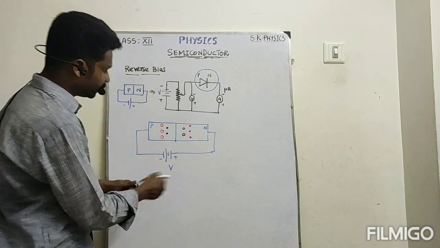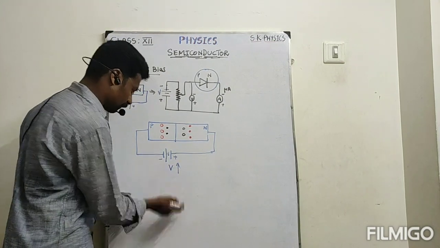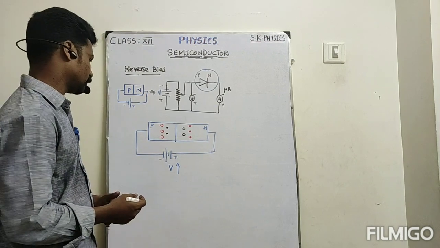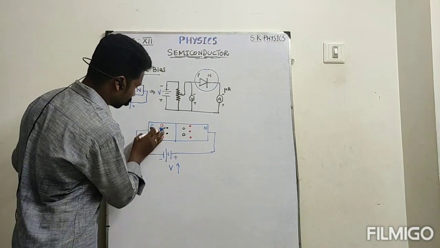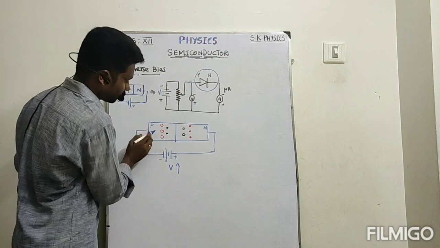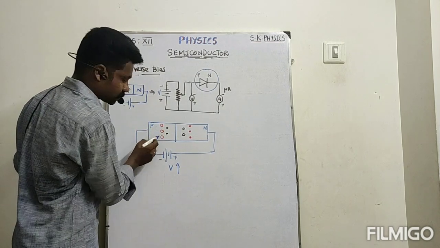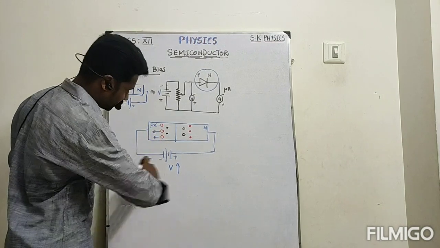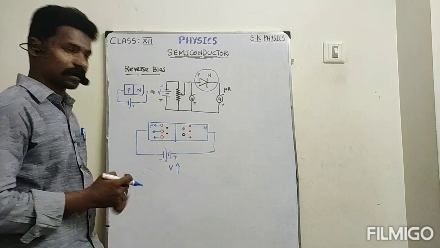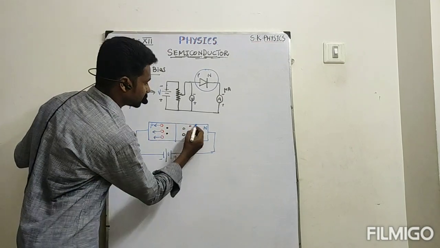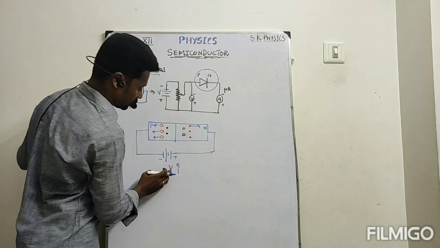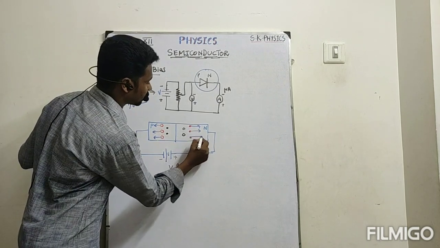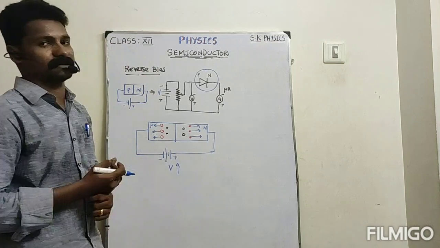Now, while we are increasing the applied potential, all the holes, the majority charge carrier in the p side, are positive in nature, so the holes move towards the negative terminal of the battery. Like that, in the n region, electrons are negative and the battery terminal is positive, so all the electrons are attracted by the positive terminal of the battery.